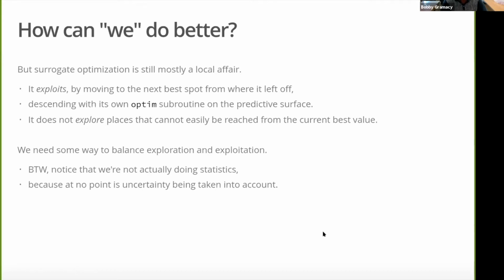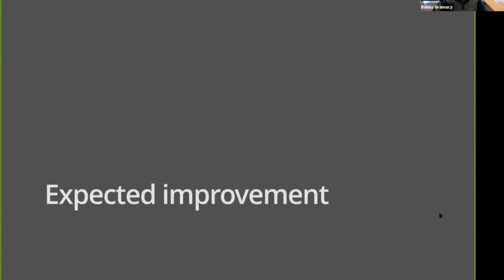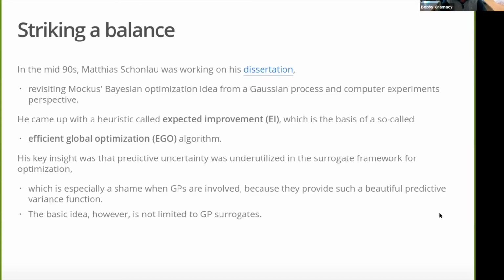So I think the way in which we can do better, potentially a lot better, is to try and come up with a criterion that looks at both things simultaneously, that looks at the mean in order to exploit and looks at the variance in order to potentially explore. So that leads me to the next topic, which is called expected improvement. This is the main technique that people use to synthesize both pieces of information. So the idea is to strike a balance.